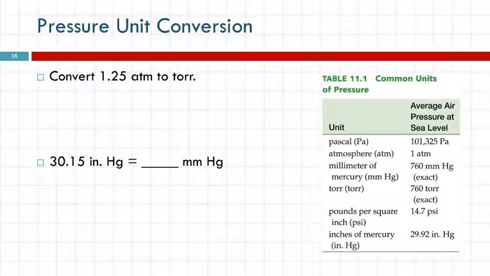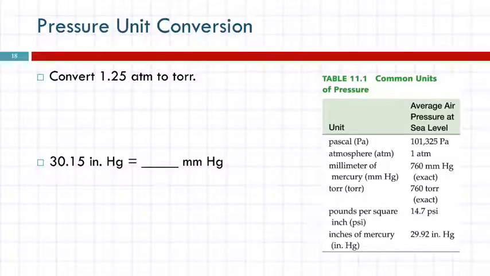So converting pressure units, same idea as converting other units. We're going to use dimensional analysis. So if we need to convert 1.2 atmospheres to torr, the nice thing about pressure conversions is because of the way this table is set up, we can always do them in one step.